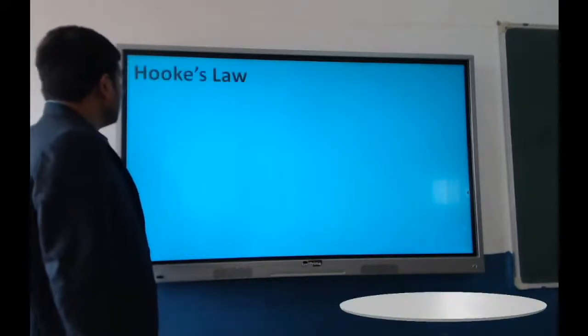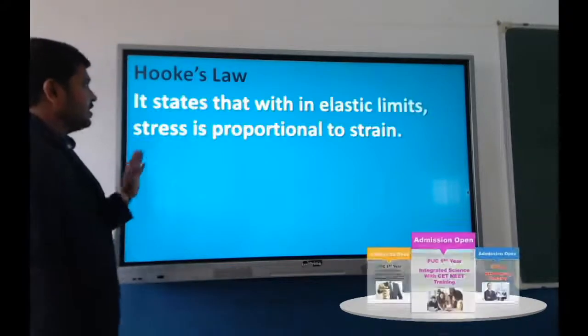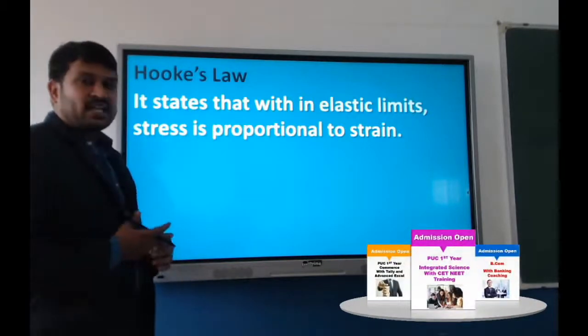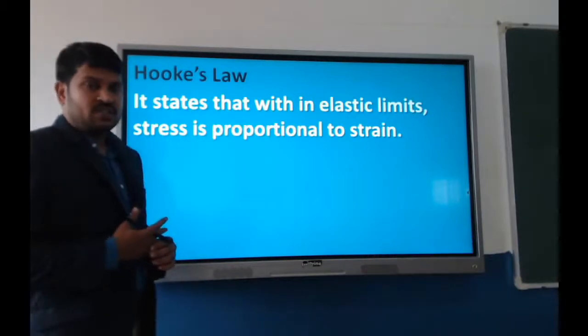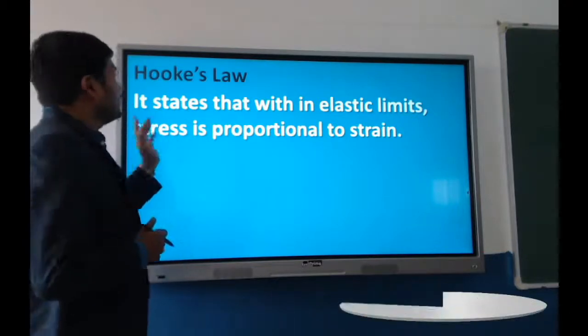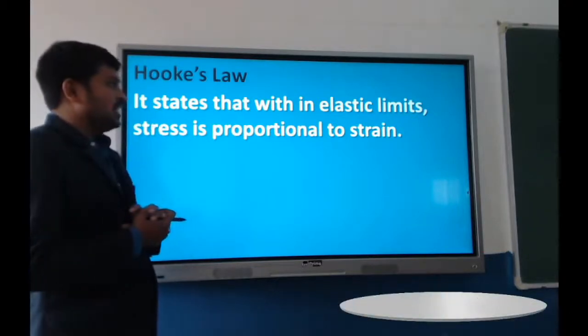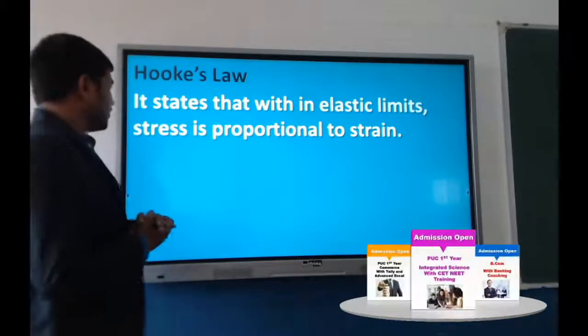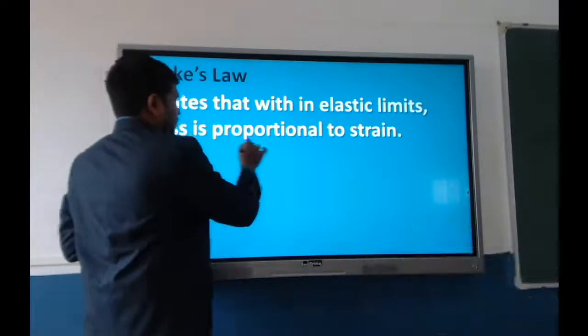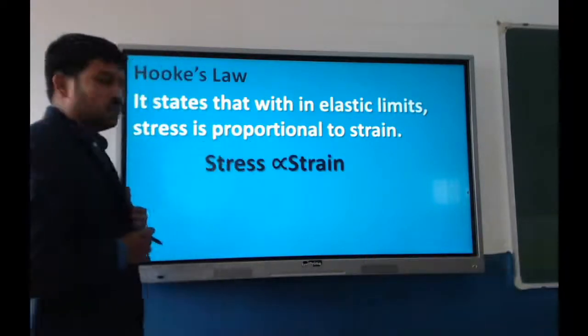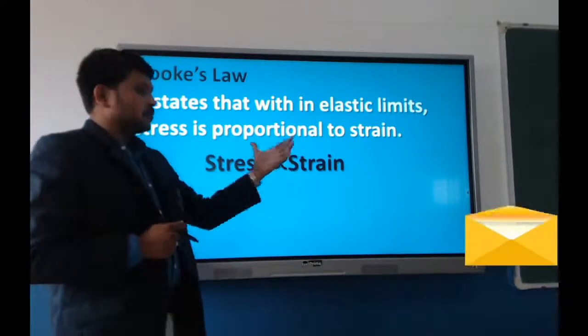Okay, here Hooke's law. What does Hooke's law state? Stress is directly proportional to strain. It states that within an elastic limit, stress is proportional to strain.